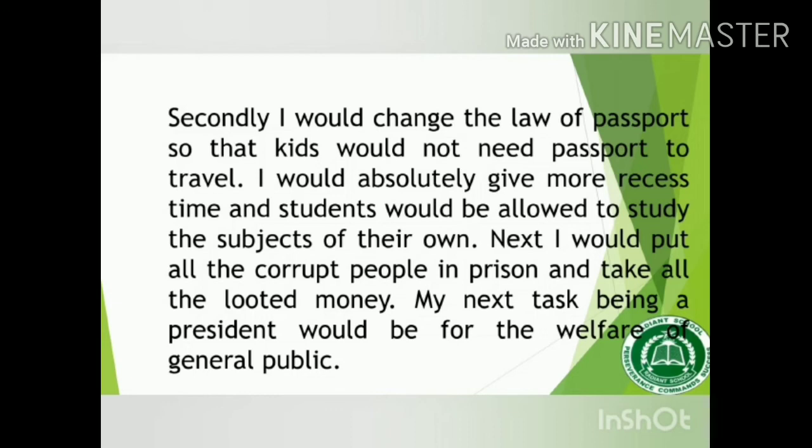And one more thing that is very important for you, it's recess time. If I were the president, I would absolutely give more recess time and students would be allowed to study the subjects of their own choice. Next, we can add in our paragraph about the corrupt people. Who are the corrupt people? The people who damage the resources of the country. And if I were the president, I would put all the corrupt people in prison, in jail, and take all the looted money back.